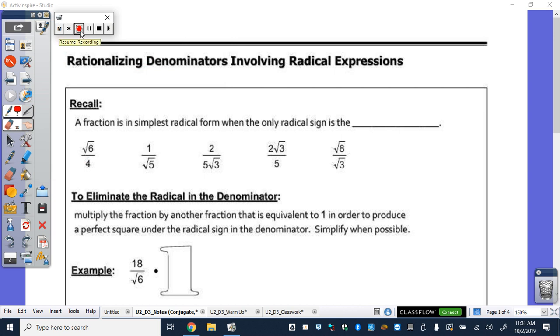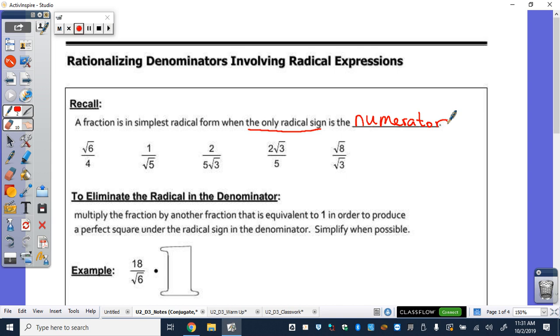So we got a little bit of review up here. Rationalizing denominators. You guys did this as video notes after your test last time. So a fraction is in simplest radical form when the only radical sign is where? Numerator. We cannot have radicals in the denominator.